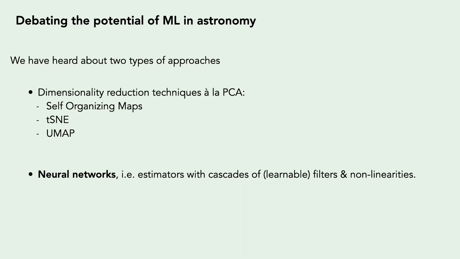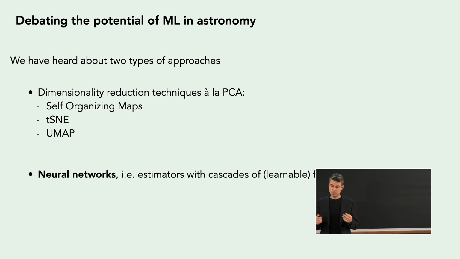So this week, we have heard about two types of tools, two types of approaches. On one hand, we've heard about dimensionality reduction techniques à la PCA. So we heard about self-organizing maps, t-SNE, UMAP, and others. Those techniques are well understood. We know how they work, and all the work that needs to be done is to interpret the results that we see. And as you might have seen, these techniques have not really been part of the debates that we had every day during the week.